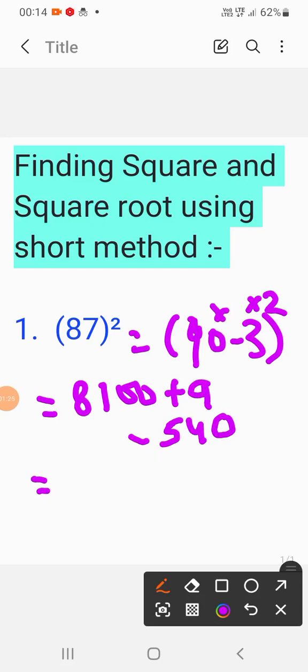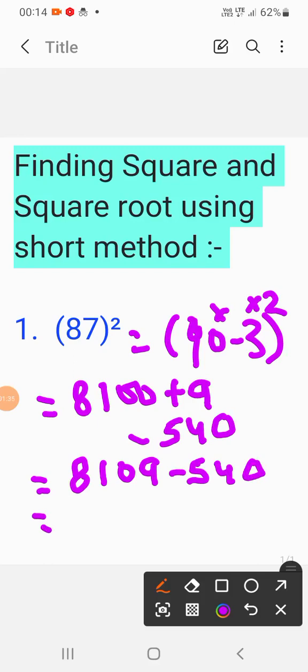So after solving this, we get 8109 minus 540. So 9 minus 0, which would be 9. 10 minus 4, which would be 6. 10 minus 5, which would be 5. And 7 minus 0, which would be 7. So 7569 would be the answer of 87 square.